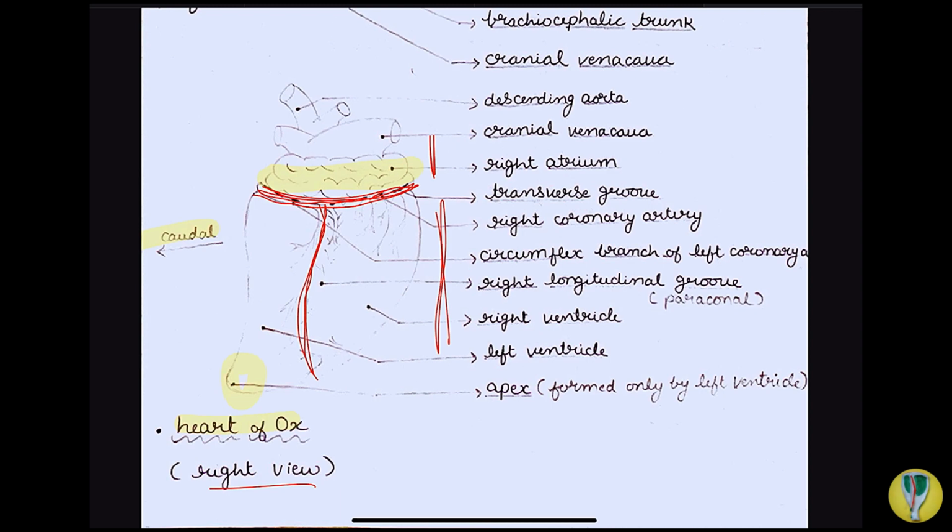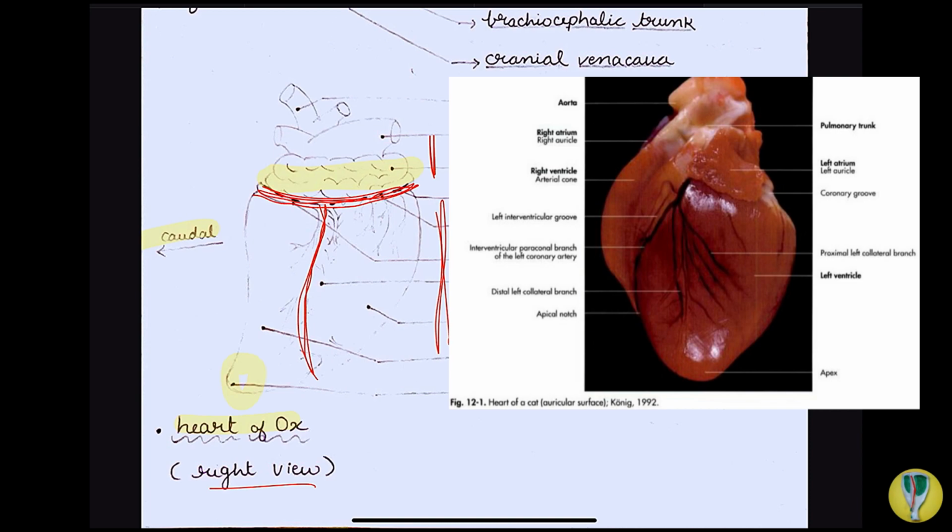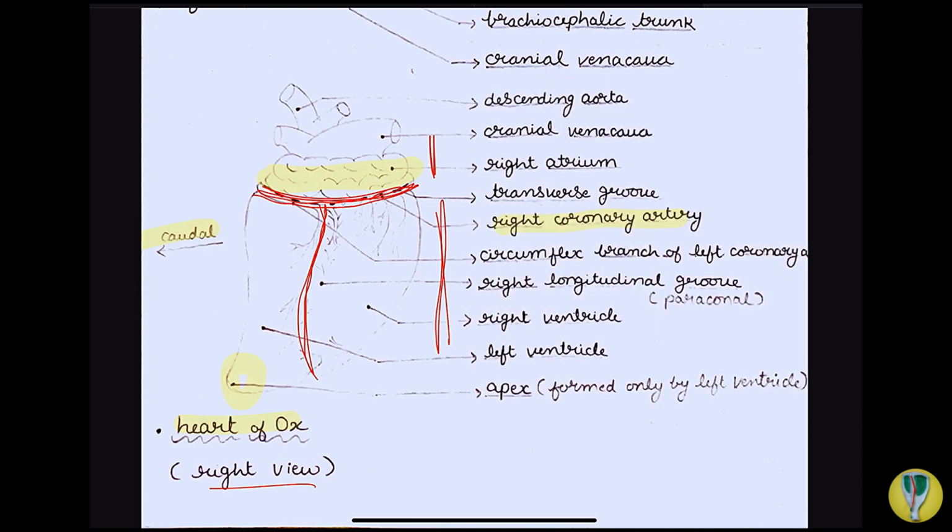So there will be an artery passing through it. It is called the right coronary artery. So the groove is for the passage of the artery. Then there's the longitudinal groove, and there will be some branches of the coronary arteries there. What are coronary arteries? They are arteries supplying the blood to the heart.